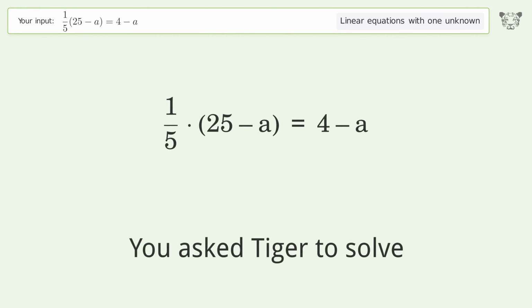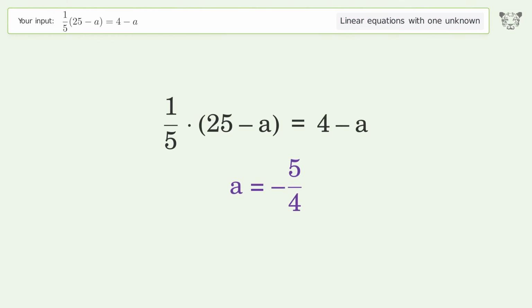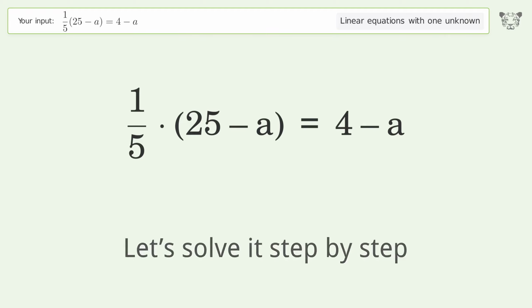You ask Tiger to solve. This deals with linear equations with one unknown. The final result is a equals -5/4. Let's solve it step by step.